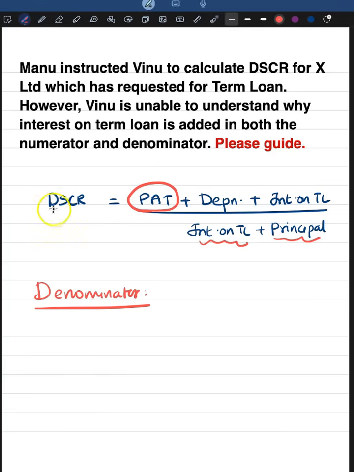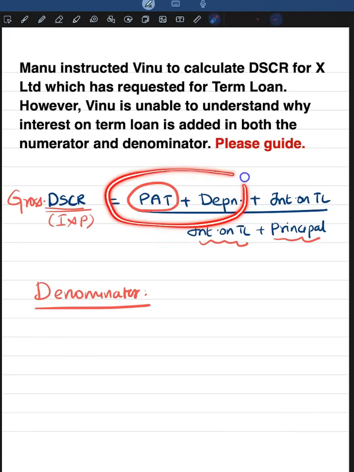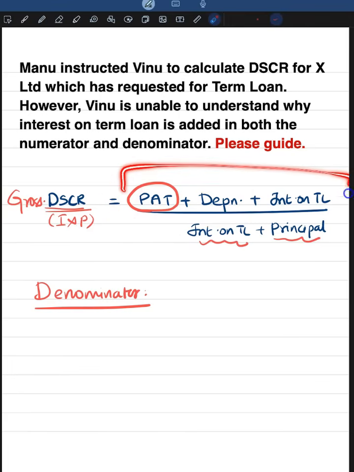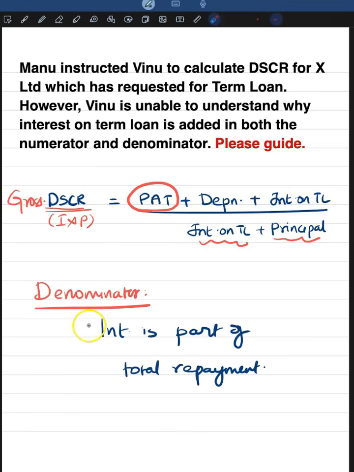So DSCR basically measures whether the borrower has the capacity to pay both interest and principal. We call it gross DSCR. There is another DSCR called net DSCR, which compares only the profits available for servicing the principal, whereas gross DSCR compares overall profits available for servicing both interest and principal. So the repayment capacity can be measured only when both interest and principal are factored in the denominator. Let's conclude. Interest is part of total repayment, and DSCR basically measures whether the profits are available for meeting the total repayment. Hence, interest is included.